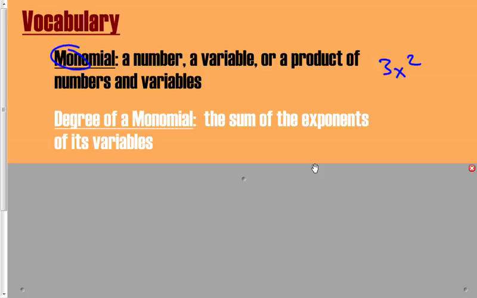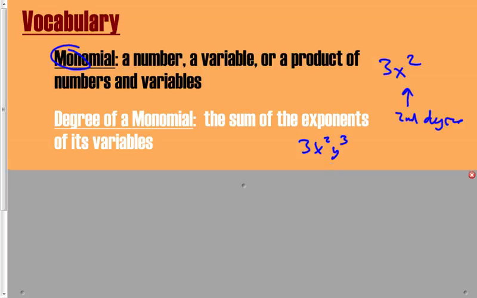So like that would be a second degree. Sometimes we'll have like 3x squared y cubed. That's still a monomial. They're all multiplied together. They're all stuck together. But there's two different exponents for the two different variables. So that would be a fifth degree monomial because you add up the exponents.